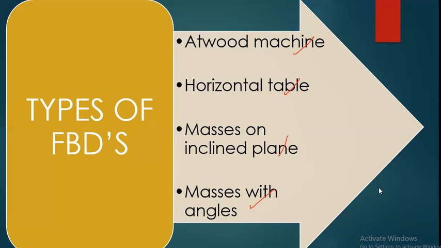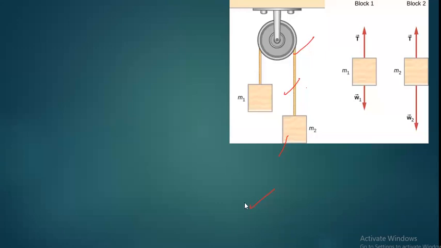What is our first one? The Atwood machine. Let us observe what an Atwood machine is and what it contains. Mainly it contains a pulley, and then two masses are attached. Let us take the condition that M1 is greater than M2, and I am attaching these two masses to the pulley.